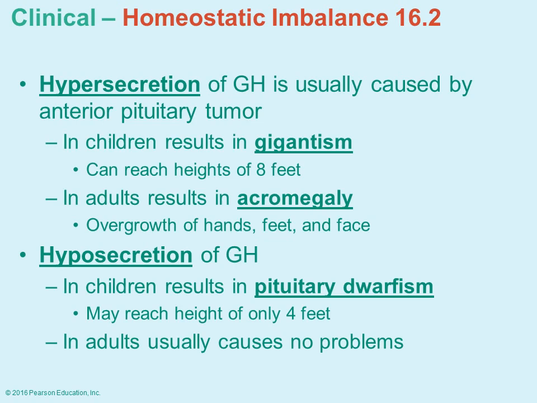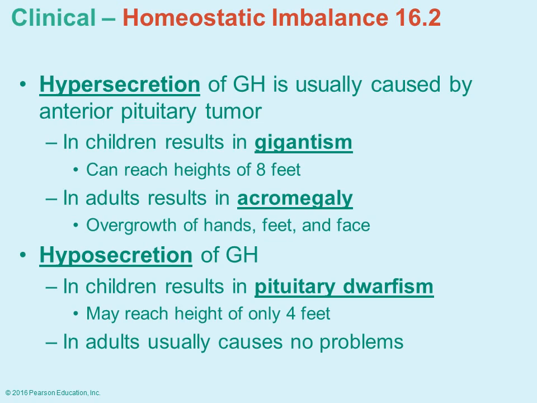If you have too much production, higher than normal, it is hypersecretion. In children, this can result in what we call giantism, where an individual is going to be very tall. There have been recorded cases of individuals as tall as 8 feet. If it occurs in adults, then what you end up with is acromegaly, which is overgrowth in the hands, the feet, and the face.